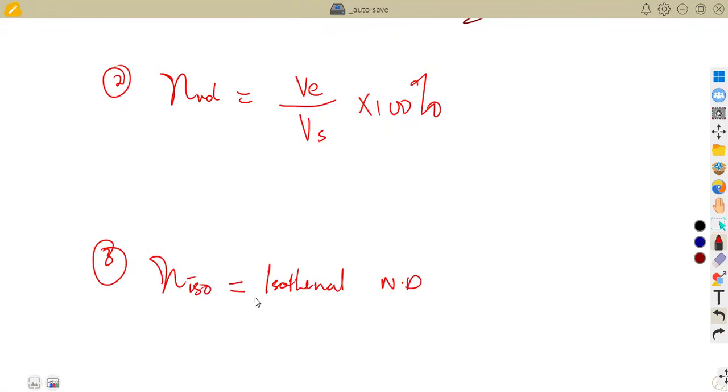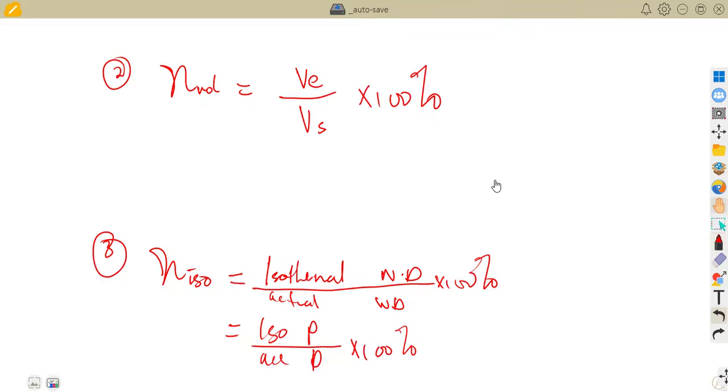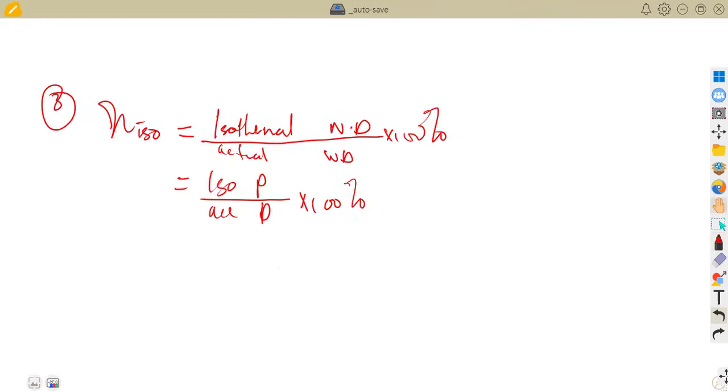Isothermal work done over the actual work done, times that, as you know, guys, multiplied by 100%. Or this might be isothermal power over the actual power times 100%. So the question is, how are you going to calculate the isothermal power?